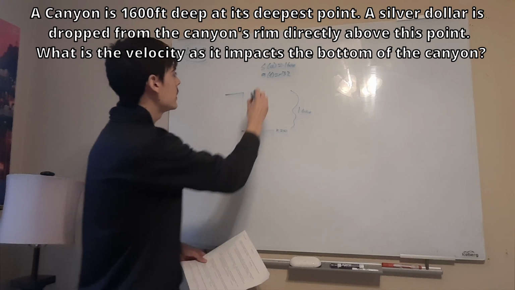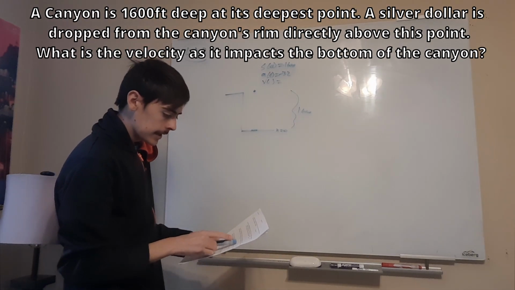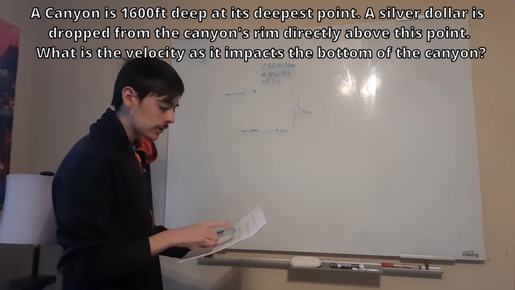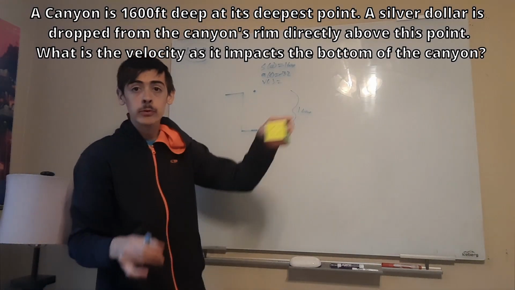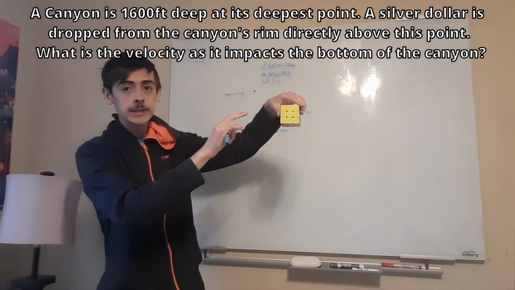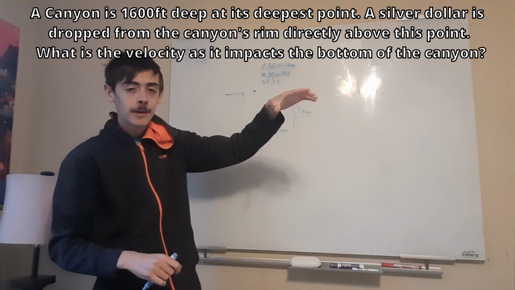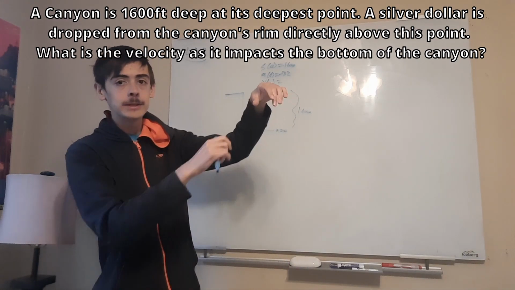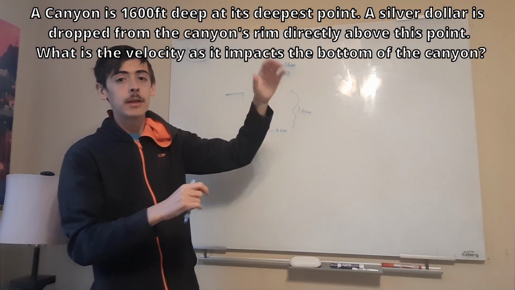And now all we need is going to be v of something. If we continue reading, it says that a silver dollar is dropped from a canyon's rim. Now, I got a Rubik's Cube here. Its velocity is 0 right now because I'm just holding it. If I drop it, that split second where it's just there where I let go, its velocity is 0 because I'm not throwing it down.